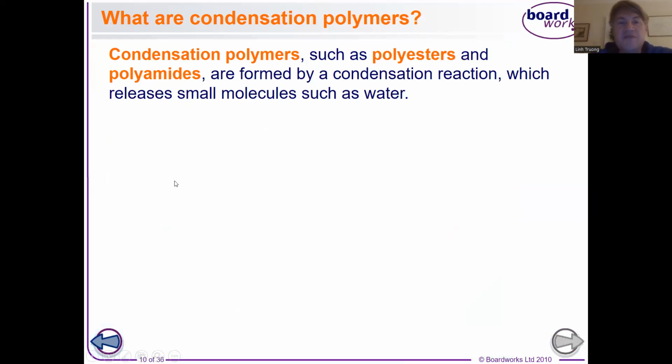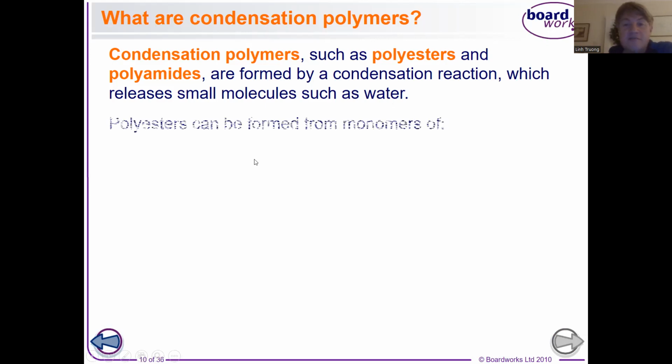So the first thing, we've got two main types of condensation polymers. These are polyesters and polyamides. And as it says here, they're formed by a condensation reaction and it's going to release a small molecule such as water. Now, whilst that's usually water, that isn't necessarily always the case. Sometimes you might get things like hydrogen chloride as other molecules, but most of the time it's going to be water. So in order to do this, you're going to need monomers.